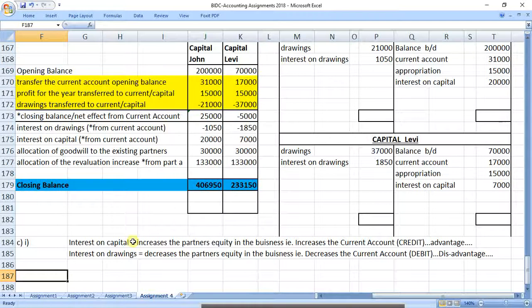Now we've got something else, D. Let me just catch it. Okay, so we've explained it, we've looked at the example, we've actually transferred it to the accounts. You can even see it here. Interest on capital, good. It increases their capital, their current account. Okay, interest on drawings, bad. It decreases it. So, yeah, straightforward. The example question before it actually helps answer it.